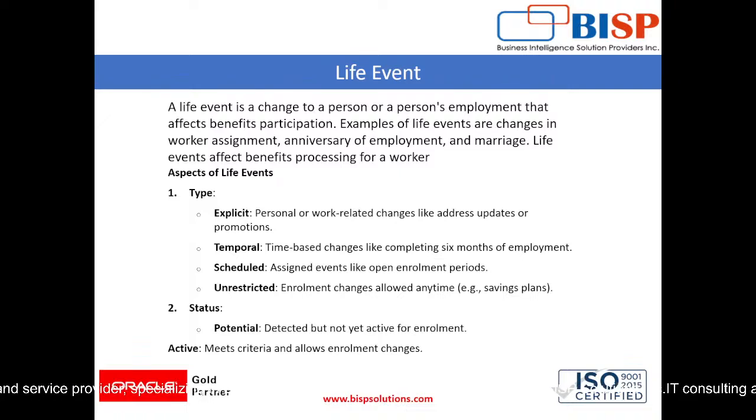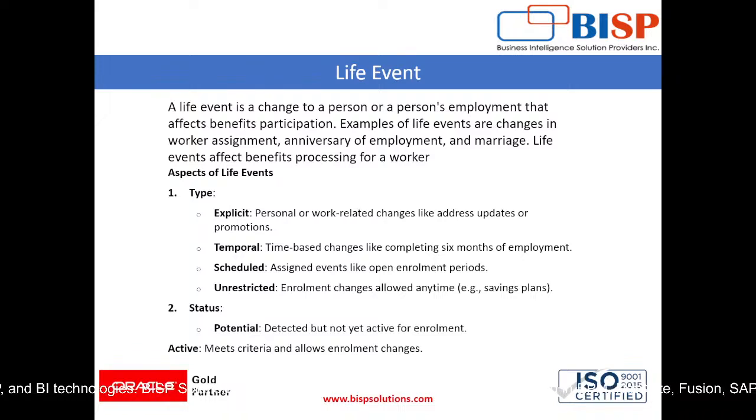Okay, now let's see what the aspects of a life event are. Here are the types. You can see explicit, temporal, scheduled, unrestricted. And in the status, there are two statuses we have for a life event. One is potential and the other one is active.